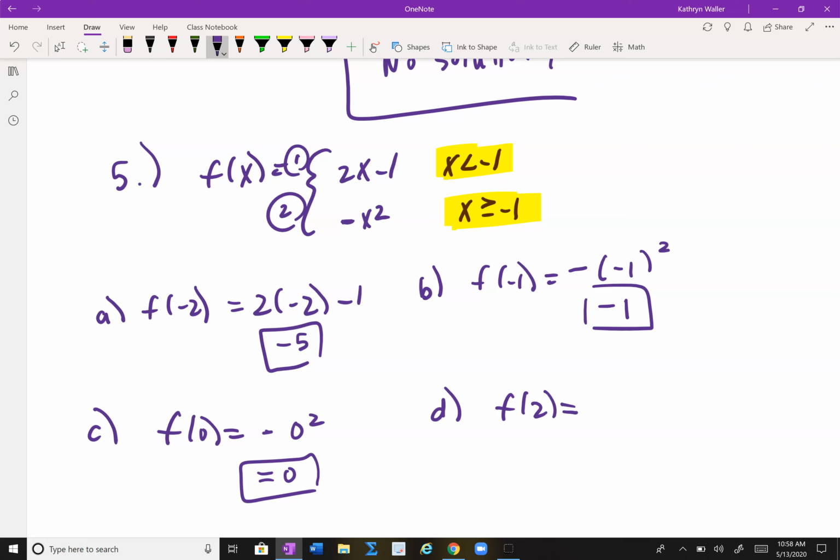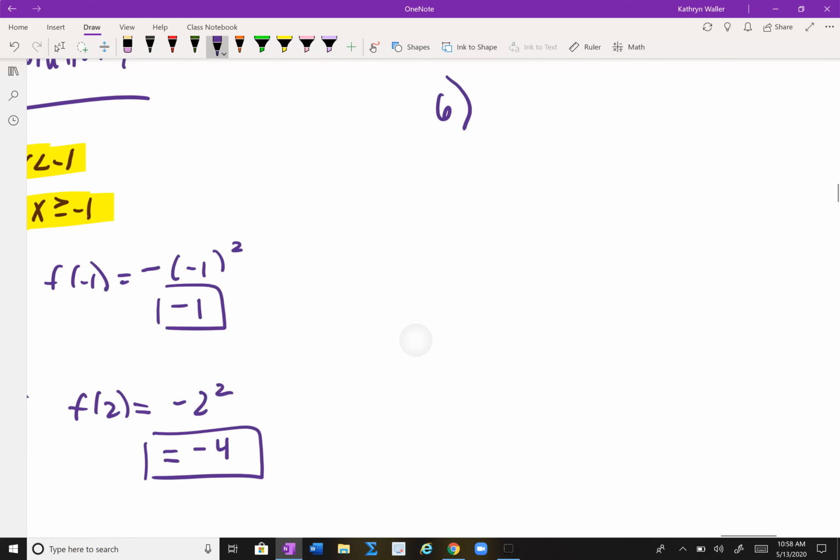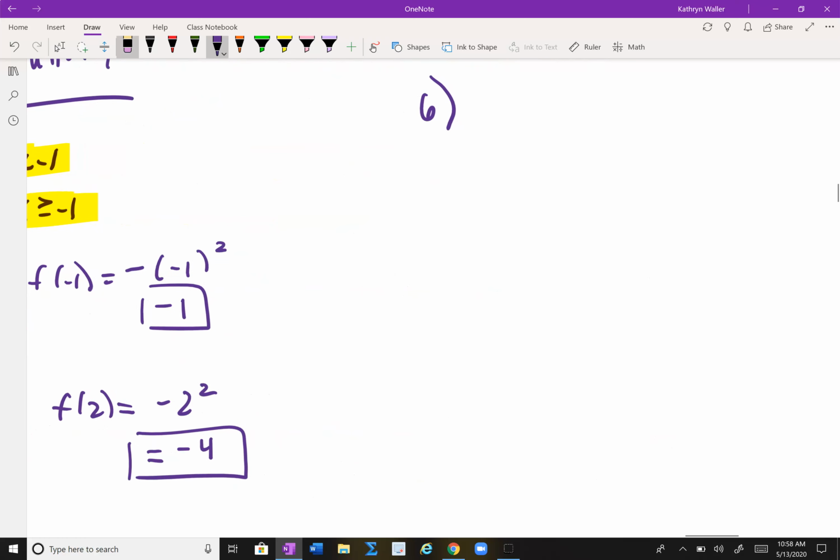f of 2: 2 is greater than -1, so it's -2 squared. 2 squared is 4. There's a negative out in front, and that's it. Okay, question 6. Oh, sorry, back to the graph. I was supposed to graph this thing.